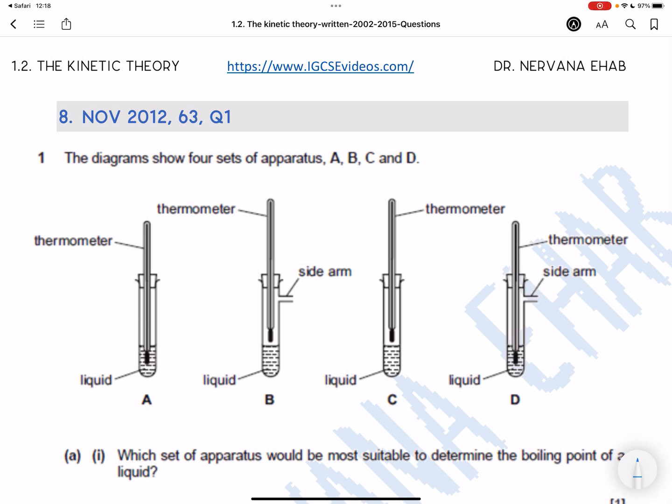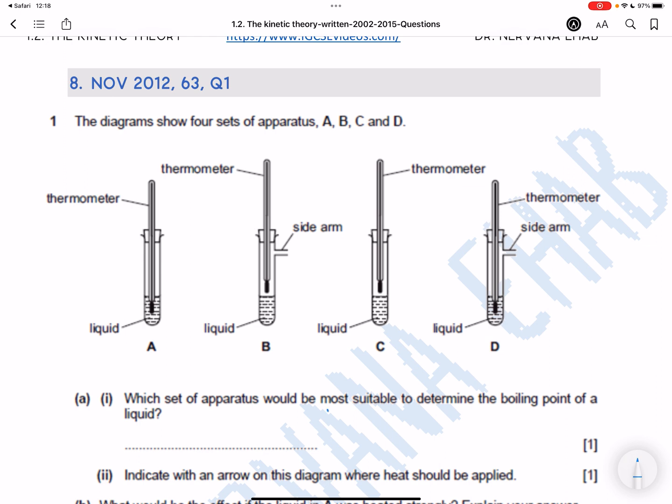The diagrams show 4 sets of apparatus A, B, C, D. Which set of apparatus would be most suitable to determine the boiling point of a liquid? So how would you determine the boiling point of a liquid?